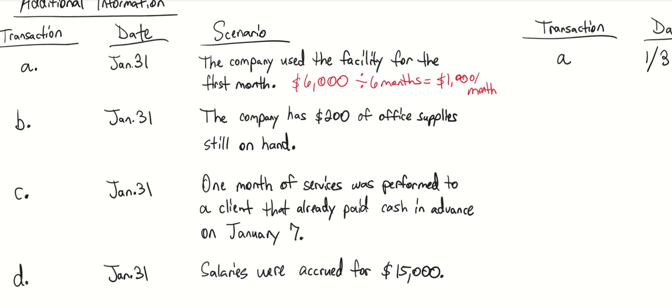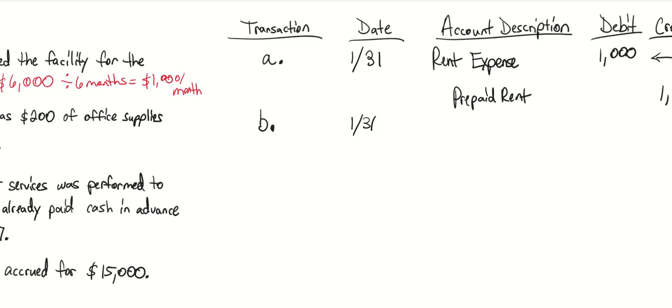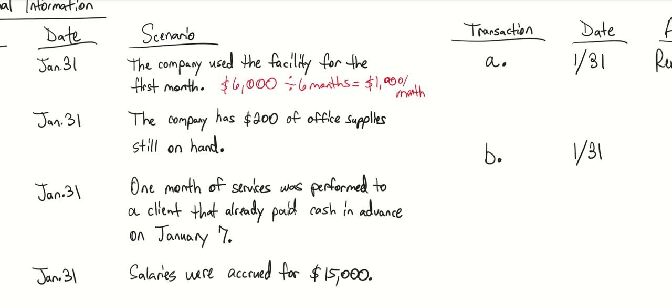Okay, transaction B. The company has $200 of office supplies still on hand. All right. So I'm going to set the journal up here. Transaction B, January 31st. Let me erase this. I don't want to get too close together. Space it out a little bit. I don't know what's going on with my handwriting, you all. All right, there we go. So it says that the company still has $200 of office supplies. That's what they still have as of January 31st.